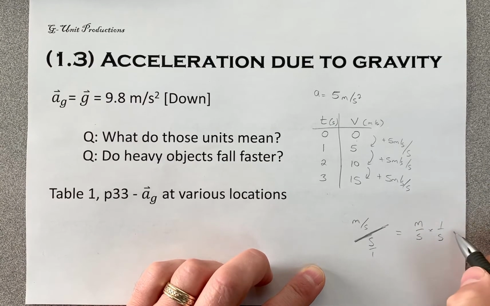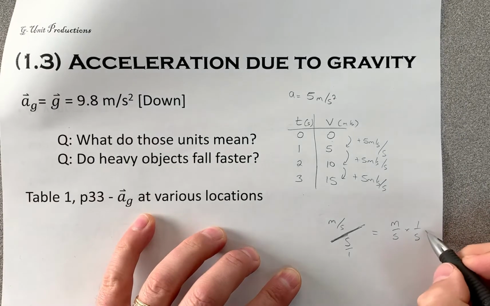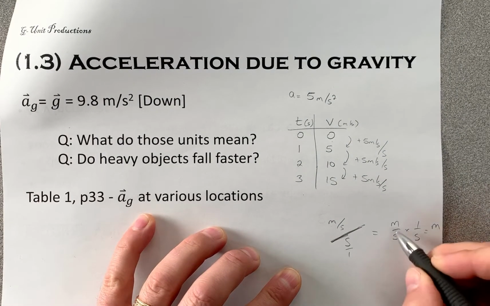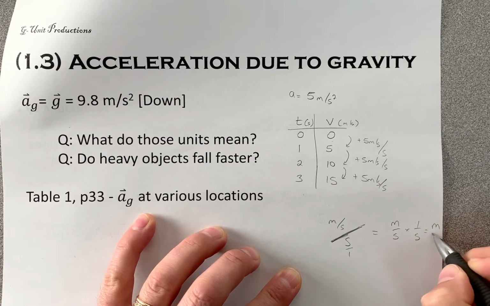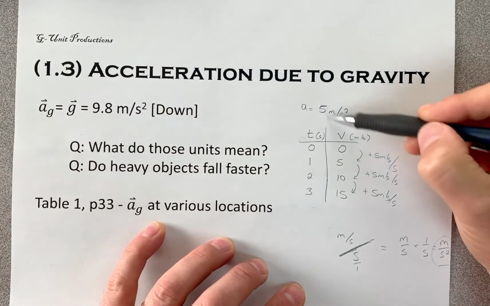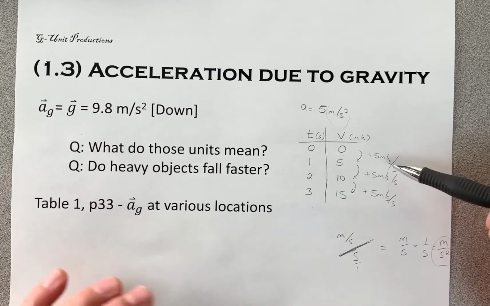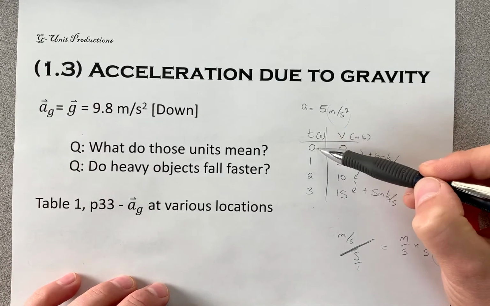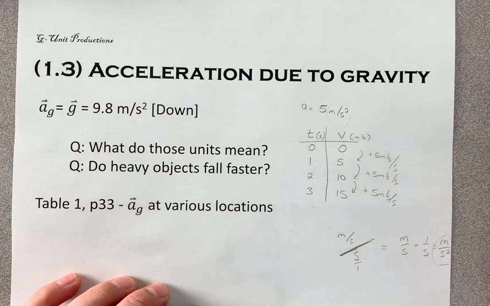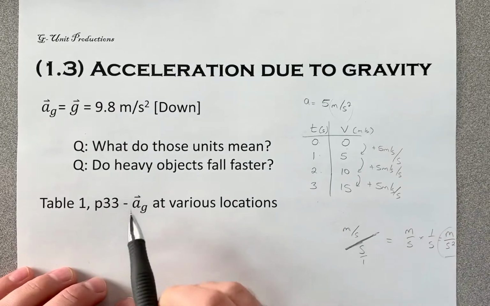If I multiply this out, I'm going to get meters on top. Meters times 1 is meters. Seconds times seconds is seconds squared. There's your unit. Meters per second squared means meters per second. How does your meters per second change per every 1 second of time that goes by? Okay, so that's what the unit means.